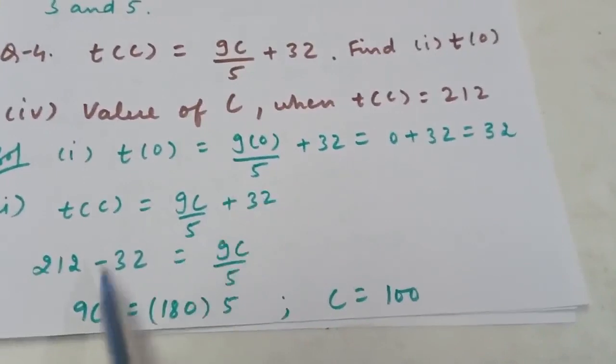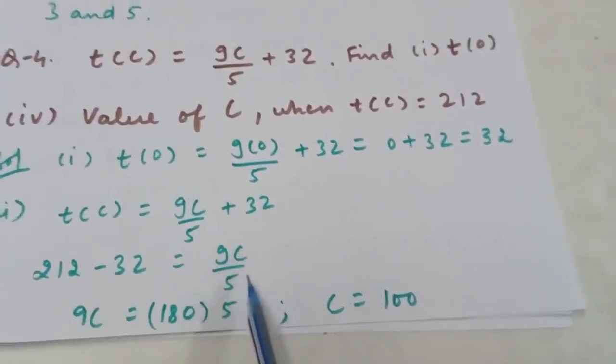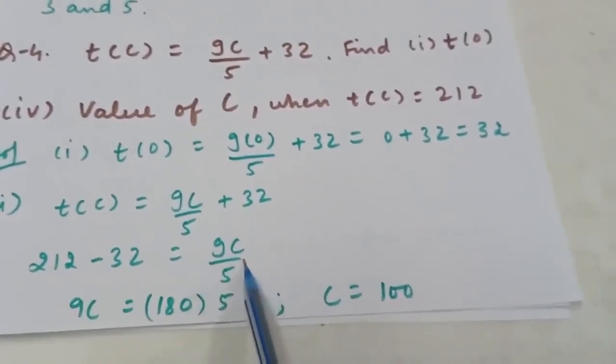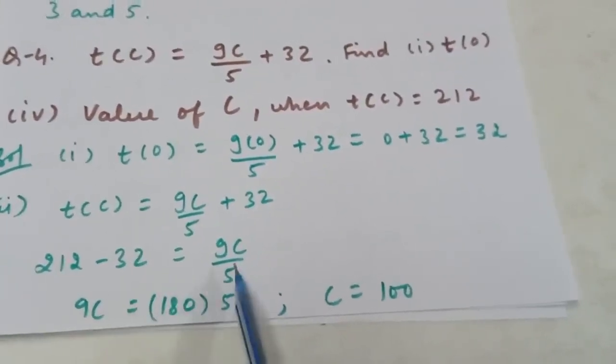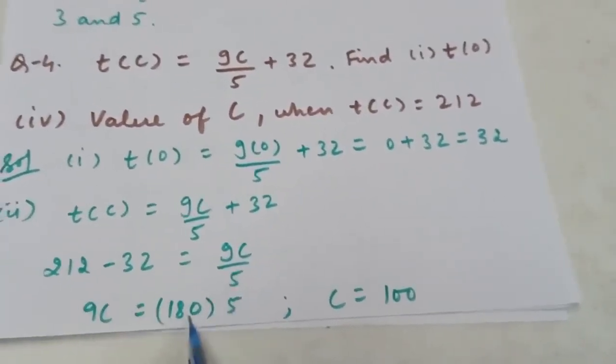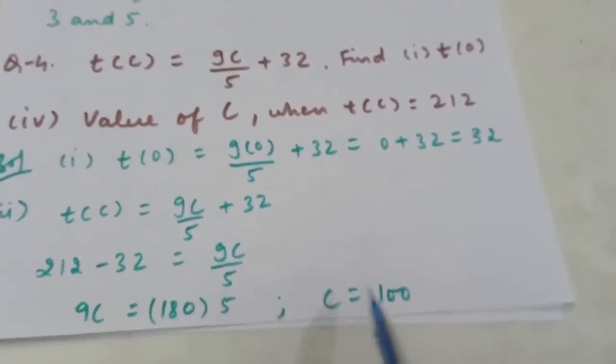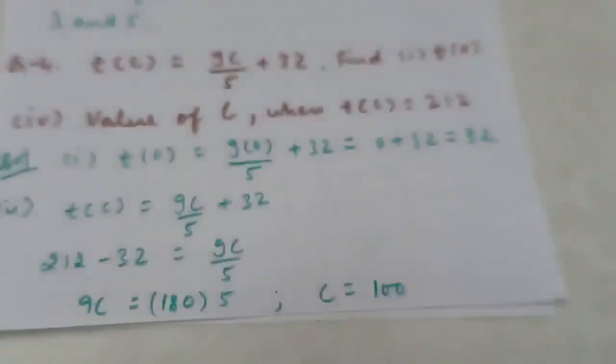Also take 32 to that side, equal to 9C by 5. We have to calculate the value of C. So 212 minus 32 is 180. Also take 5 to that side. When you solve it, you will get C is equal to 100.